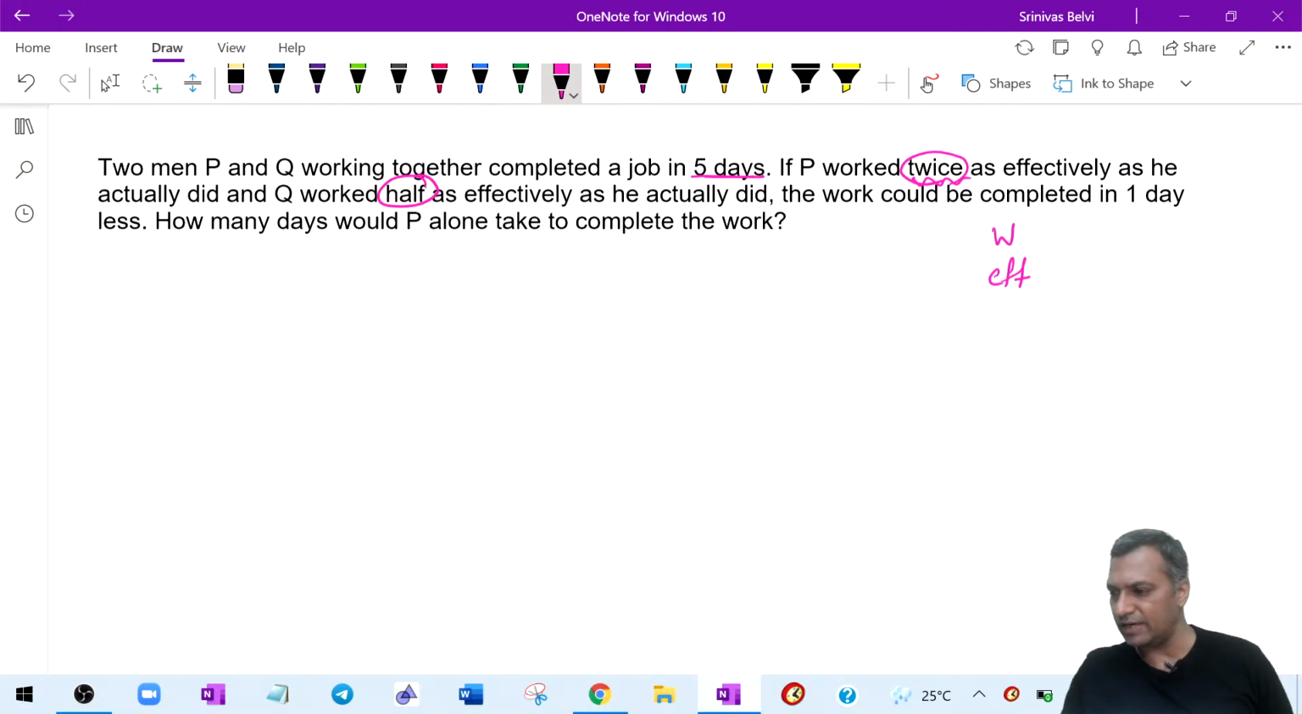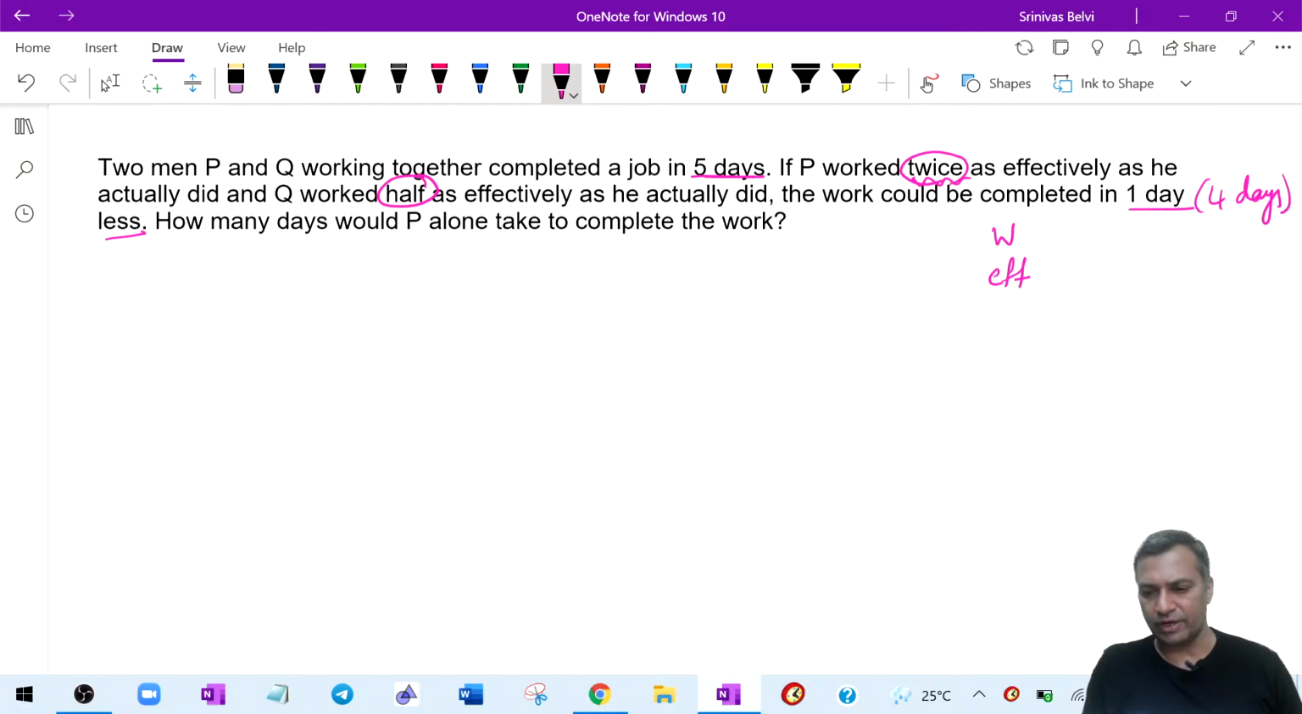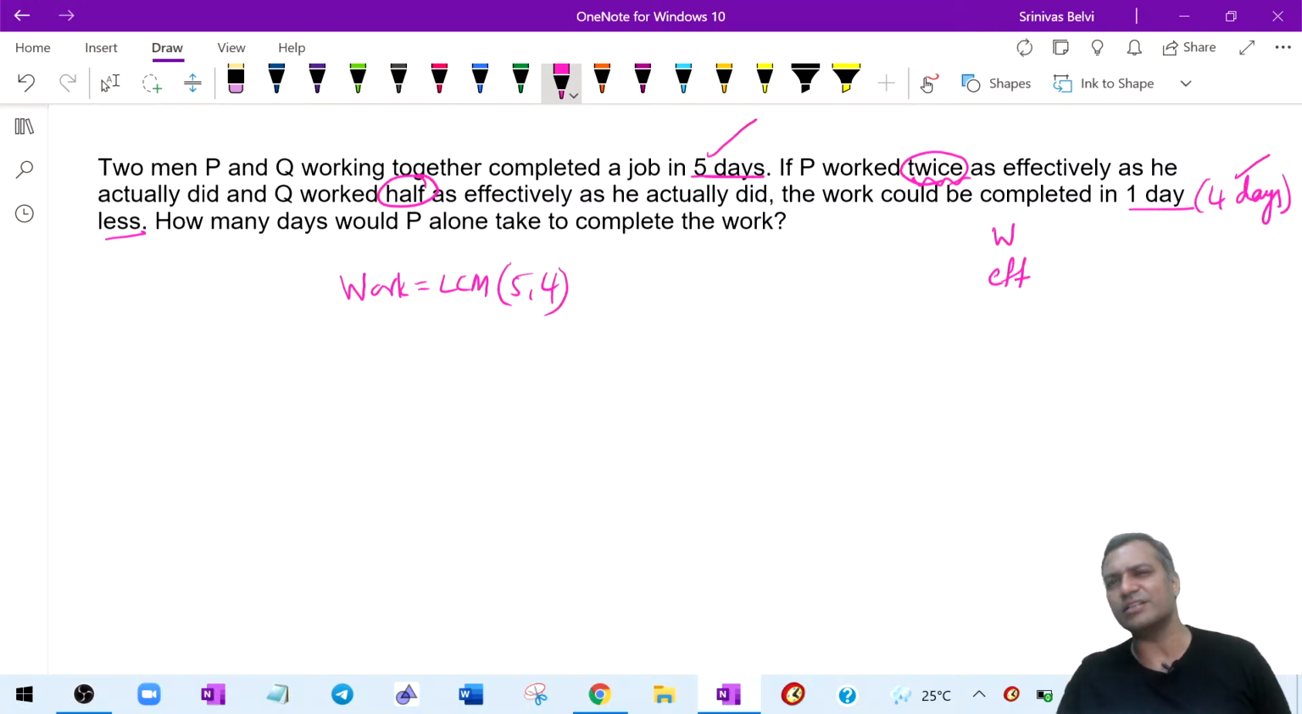Efficiencies become twice and half. Then the work will take 1 day less. 1 day less means 4 days. Therefore, if I want to start with the work, work is nothing but the LCM of 5 and 4, because I have 5 days here and 4 days here. 5 and 4, all right, 20 units is the work. Thinking like that is also fine.